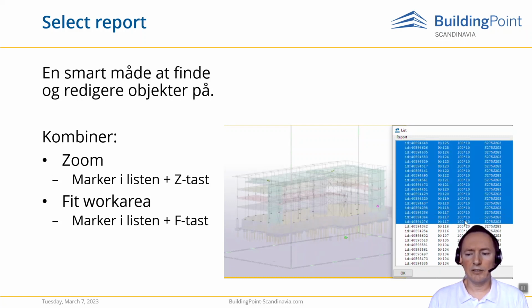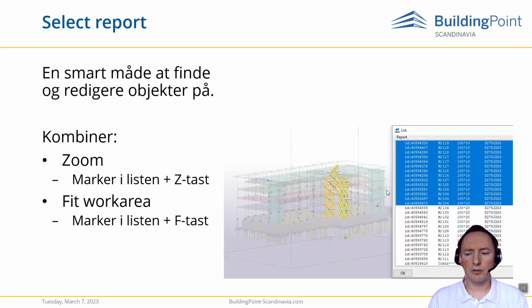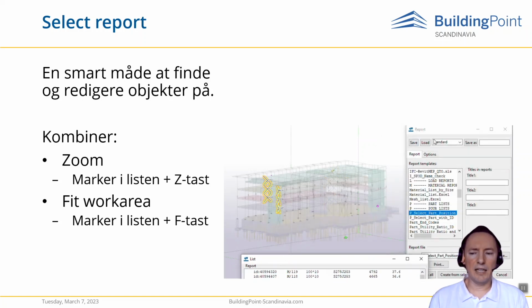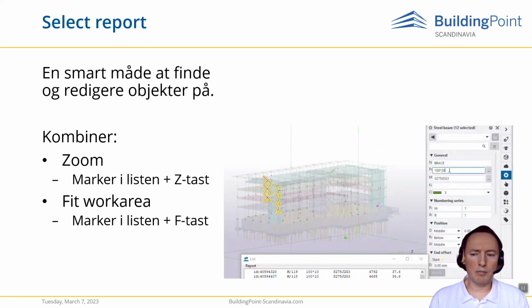If I now select, I can also select more parts like I do here. I select all the 100 times 10, and they will highlight. Or the ones we have just modified, it can highlight these ones. And now when they are highlighted, they can actually be modified as well. So now we can maybe change them back to what we had before.